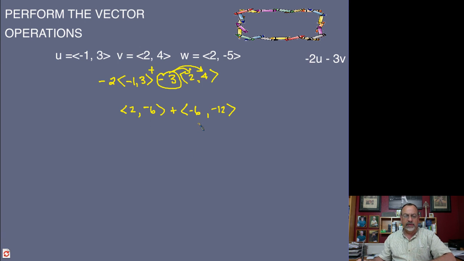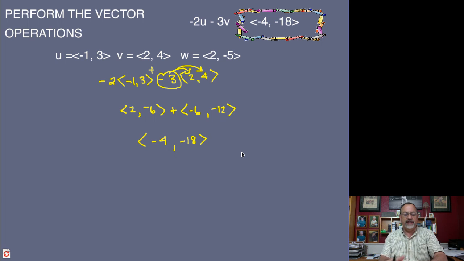Now, to add these vectors, I simply add the remaining components. 2 plus negative 6 then is negative 4, and negative 6 plus negative 12 is negative 18, so the resulting vector would be the vector negative 4 and negative 18. Okay, so that kind of combines everything using the scalar, adding the vectors, the components, and then getting your resultant vector.